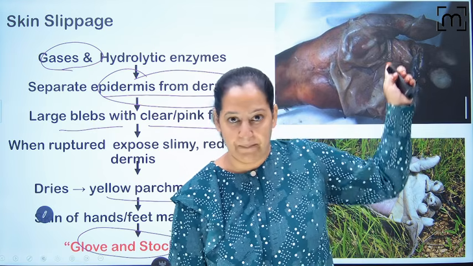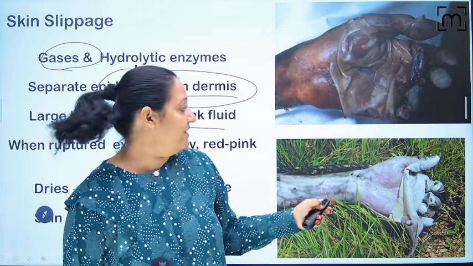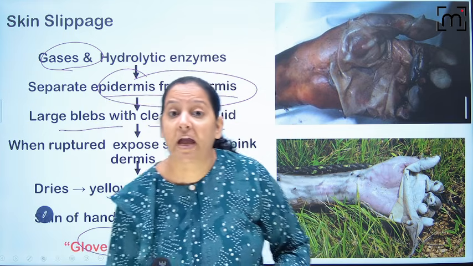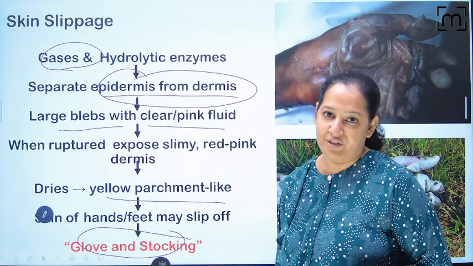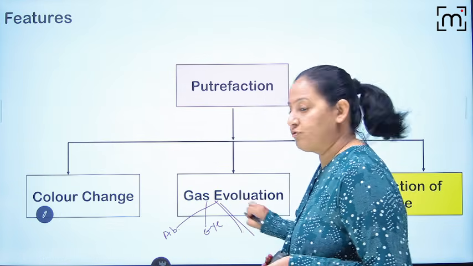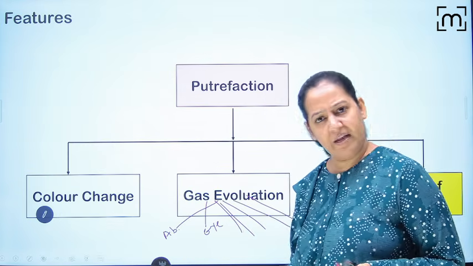And skin slippage because of the gases, which is giving the appearance of glove and stocking pattern, you can say. So all these features you have to enumerate. It is due to gas evolution. You can get MCQs also.